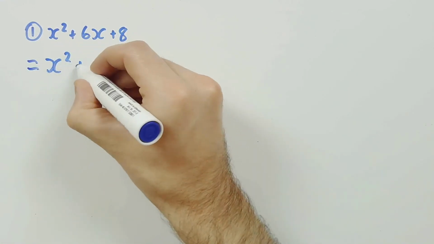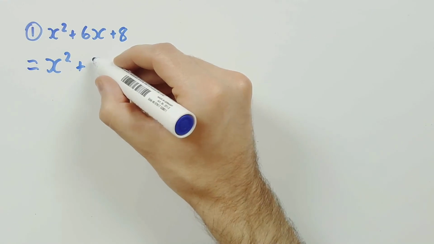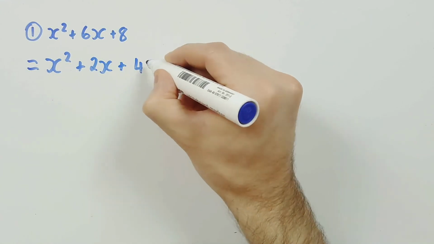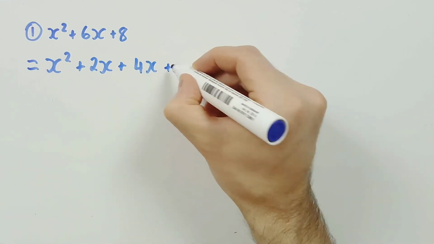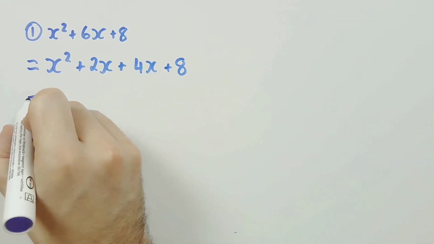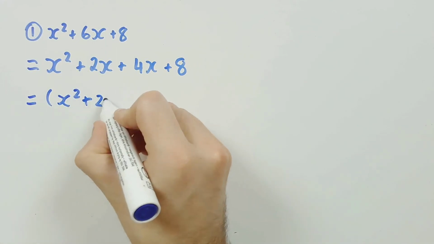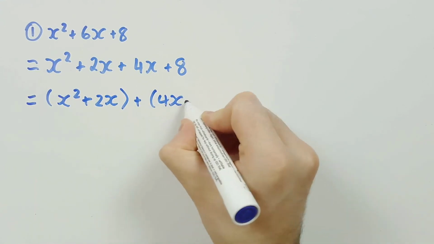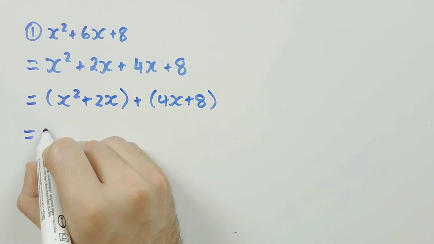So if we take this 6x and we split it out into 2x plus 4x, we know that 2x plus 4x gives us 6x. So we'll just represent it like this, and we'll leave the 8 as is. Let's then group the first couple of terms together and group the last couple of terms together like we did in the grouping by pairs technique. And then let's take a common factor out.